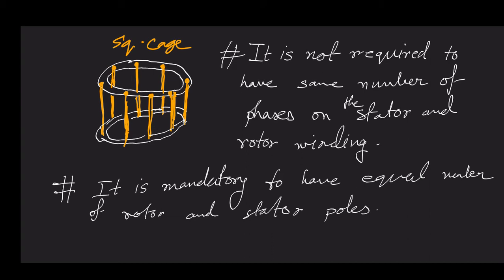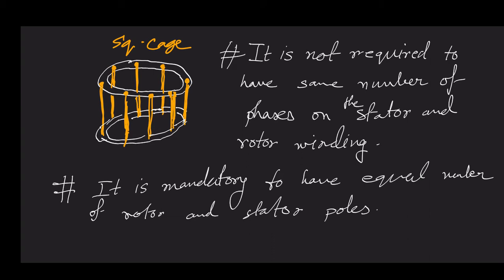Why? Because your rotor is quite flexible to adapt itself for any number of poles. First of all, why must the number of poles be the same? That is the one question. If you recall the rotating MMF, that rotating MMF produces a few number of poles.